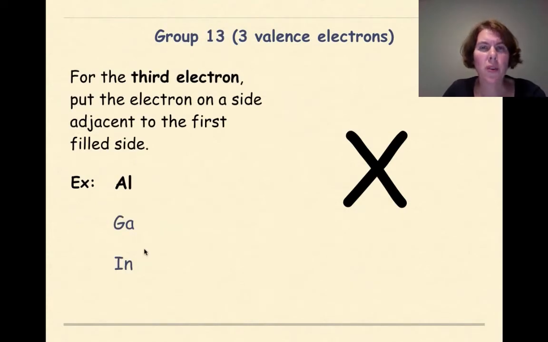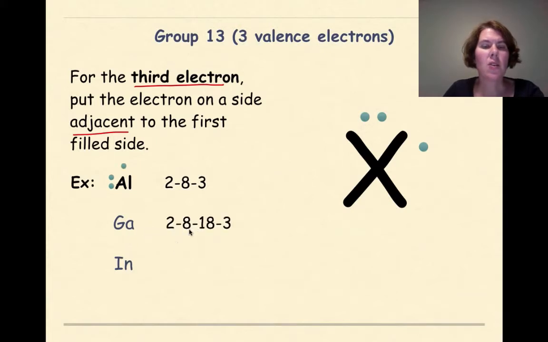Now let's look at group 13 with 3 valence electrons. For the third electron, place the electron on a side adjacent to the first filled side. So let's look at our generic X right here. So I'm going to have 1, 2, 3. So here's my first 2 together. Here's the third adjacent. Let's look at aluminum. Aluminum has an electron configuration of 2, 8, 3. So this time, 1, 2, 3.